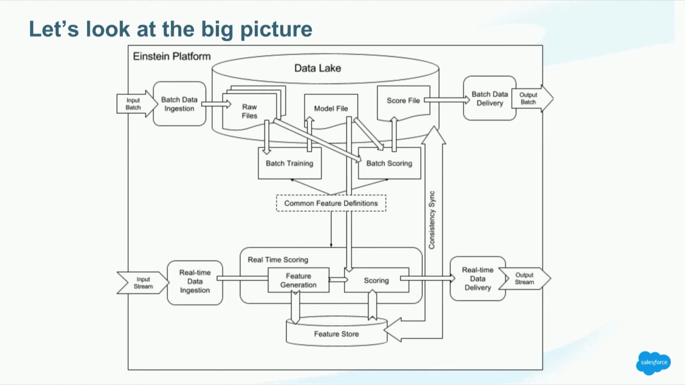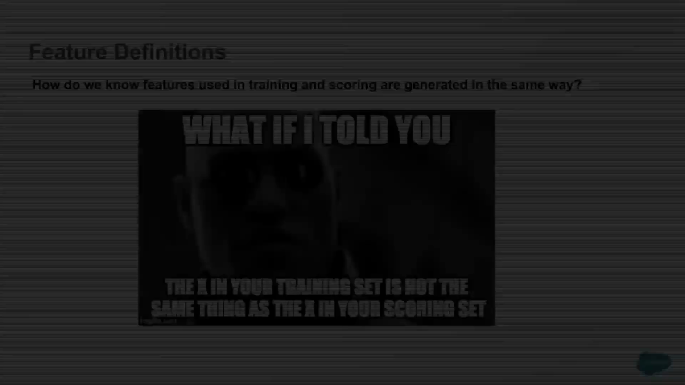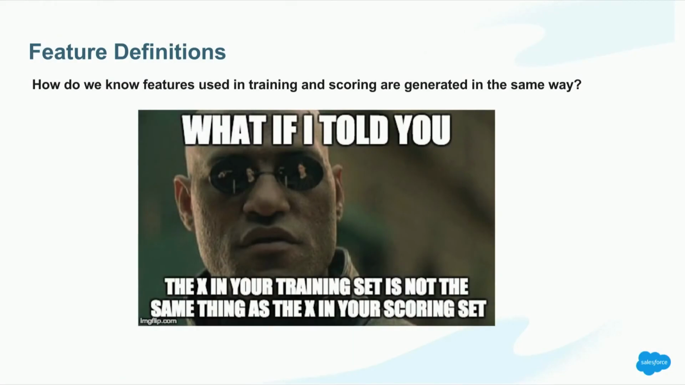So before we can delve into the feature store, there is a central pillar in this whole picture, that is the common feature definition between the batch training, batch scoring, and the real-time scoring. This common feature definition is meant to abstract away the process of generating features from raw data. In a sense, it's trying to address this question: how do we know features used in training and scoring are generated in exactly the same way?